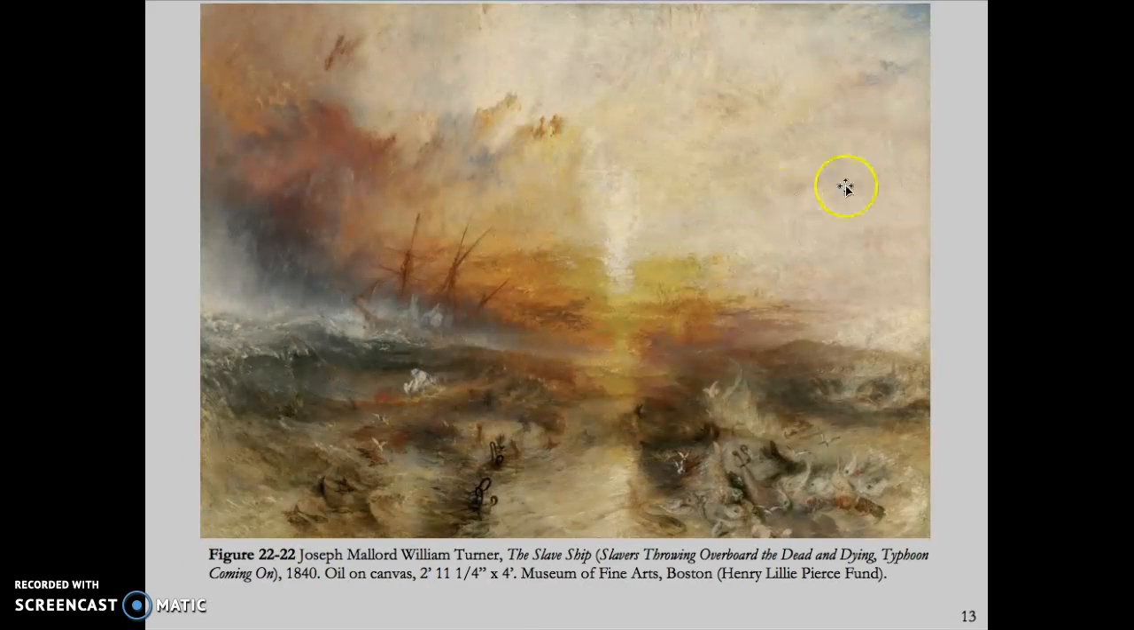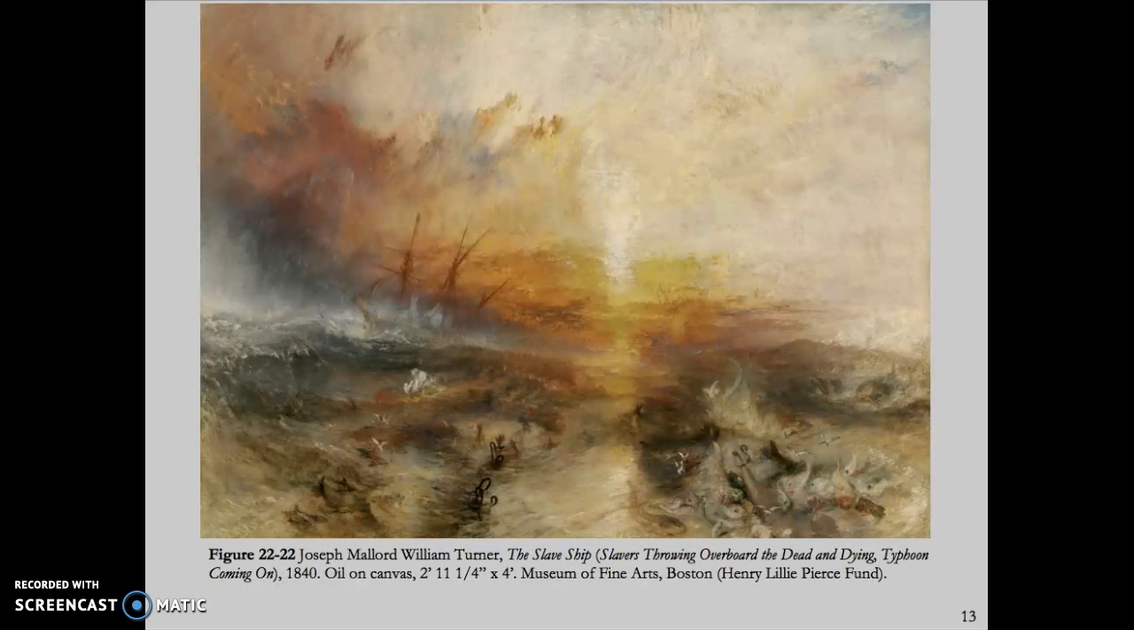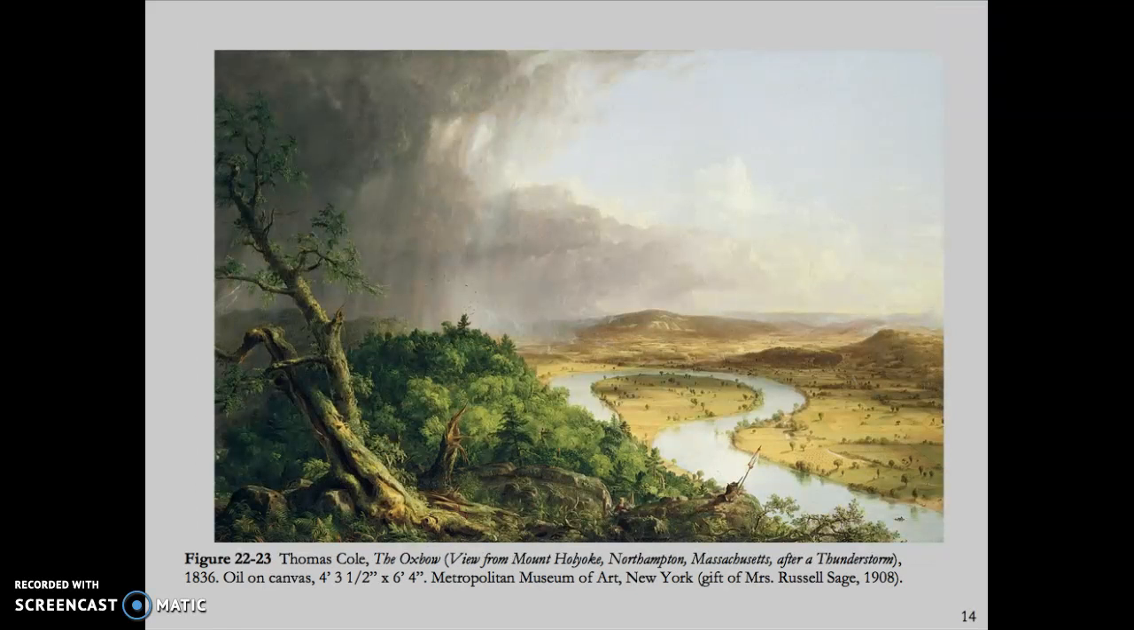Here we have the power of the sea. It could happen. We could have this slave ship and we could see the bodies in the water, but the artist is trying to get us to have an emotional reaction to what was a real event, but the composition here is adjusted to see the power of the sea and the horror of this slave ship.